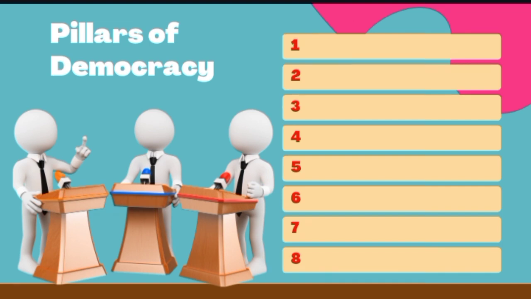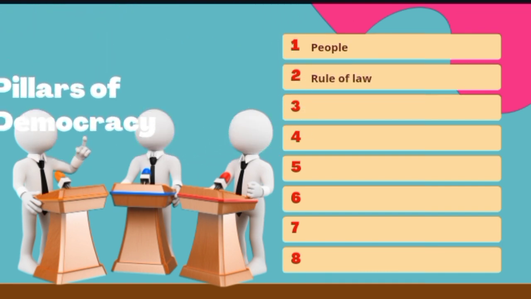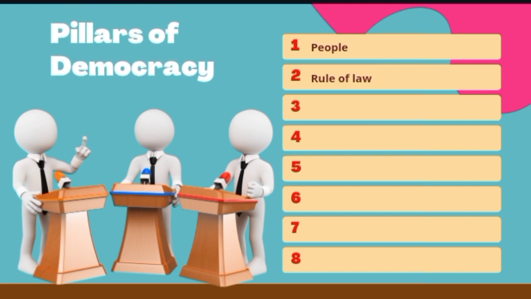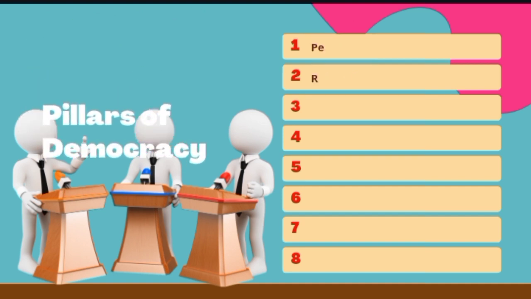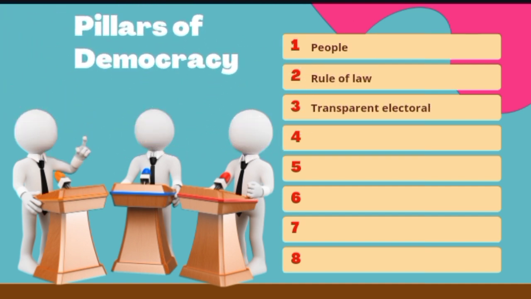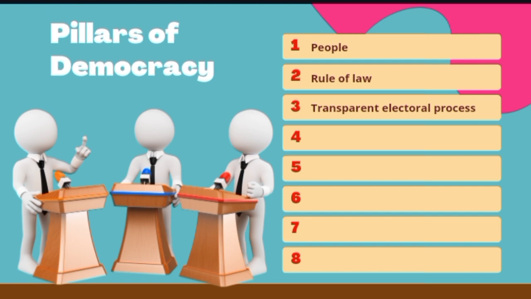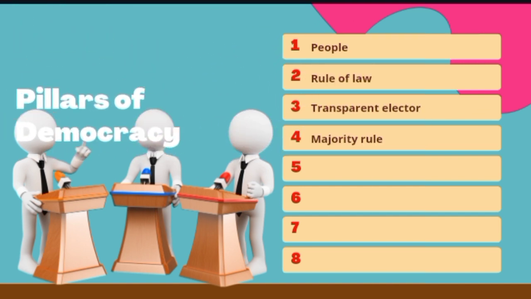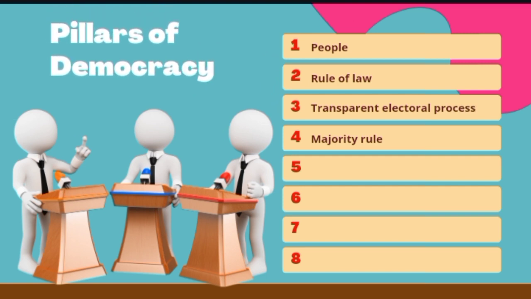Number two, we have the rule of law. This concept explains that all citizens are equal before the law, and the law protects its citizens. Number three, we have the transparent electoral process. A free and fair electoral system will lay a solid foundation for democracy. Number four, we have the majority rule. This is a form of representative democracy where people actually participate in the election of their leaders.